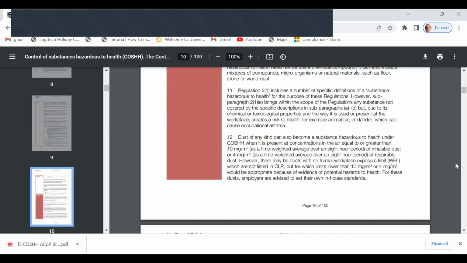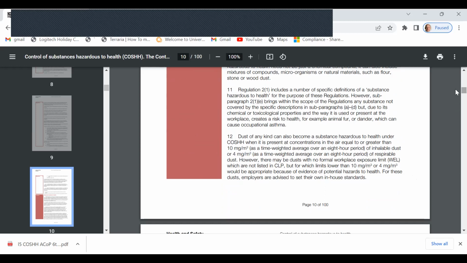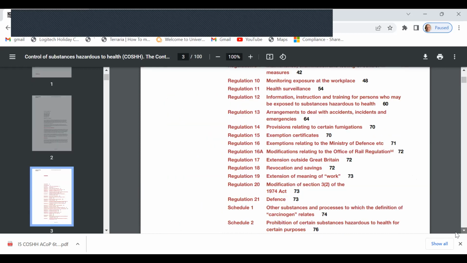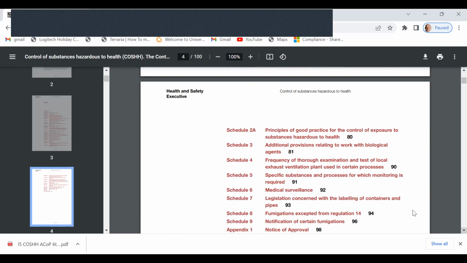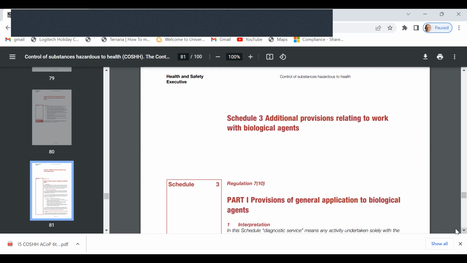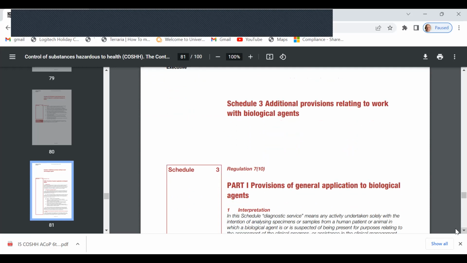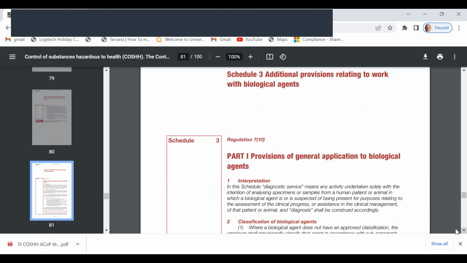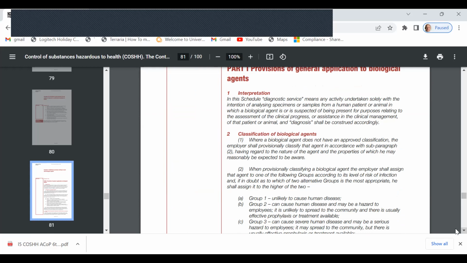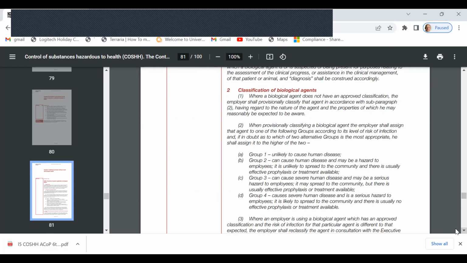I'm not going to go down to it, but if I go back to the beginning, I want to click on Schedule 3 in the index just to show you that link, so that when you've got a copy of L5, the code of practice that supports COSH regulations, you can see the specifics there around additional provisions related to work with biological agents. So interpretation of the schedule initially, the part that plays in regard to biological agents, then classifications.